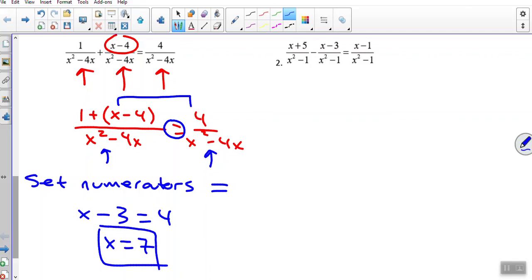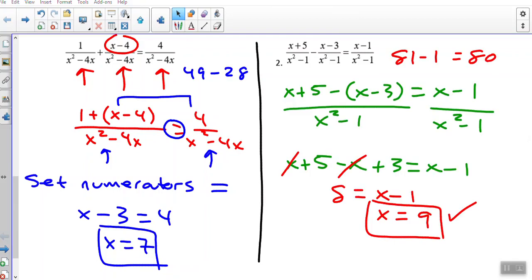Alright, plug that into the bottom. There's only one denominator. So we get 49 minus 28. We know that doesn't equal 0. X equals 7 works. Go ahead and try number 2.